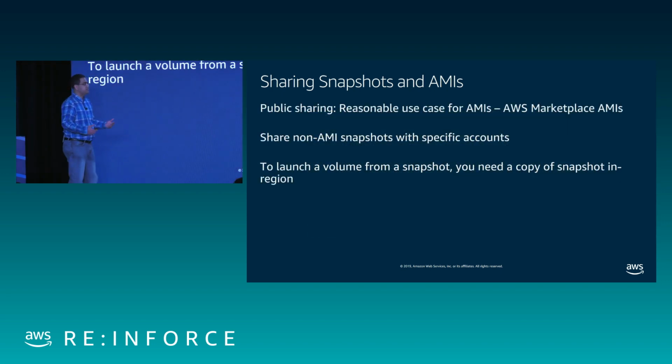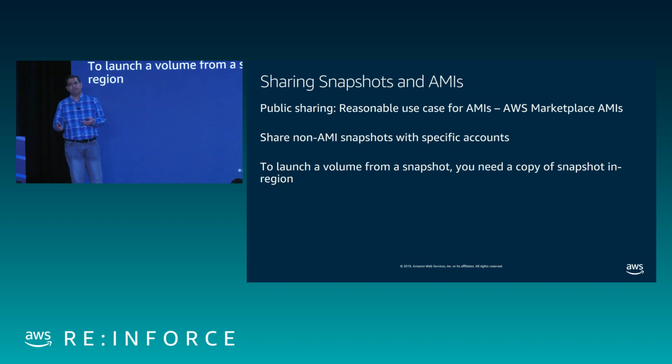So here's one of the conversations. Public sharing of snapshots is a reasonable use case for AMIs, right? As an example, if you have a marketplace AMI, you want customers to use it. You want other partners to use it. And that's a reasonable use case for public sharing. For non-AMI snapshots, super important that you share it with specific accounts. In other words, you don't want non-AMI snapshots that have important data just open to the public, right?